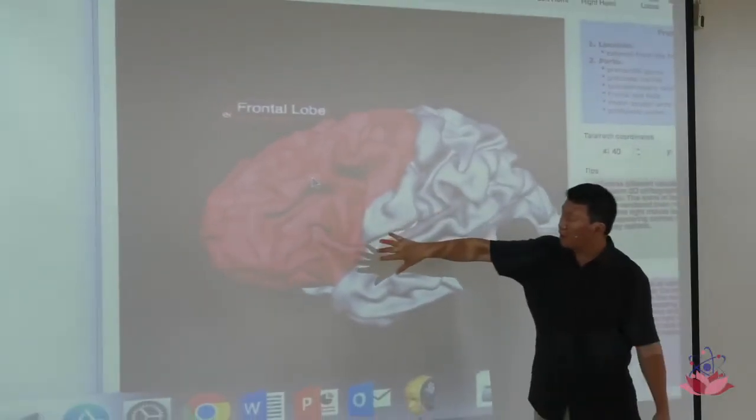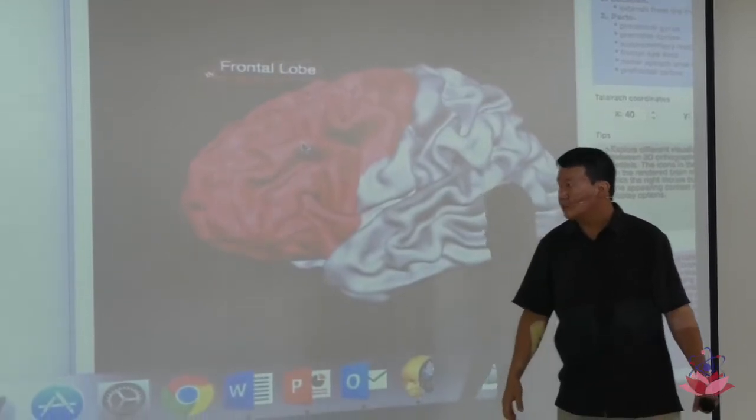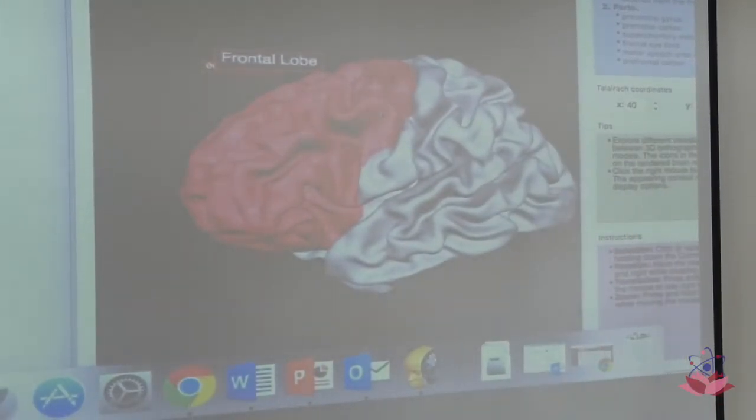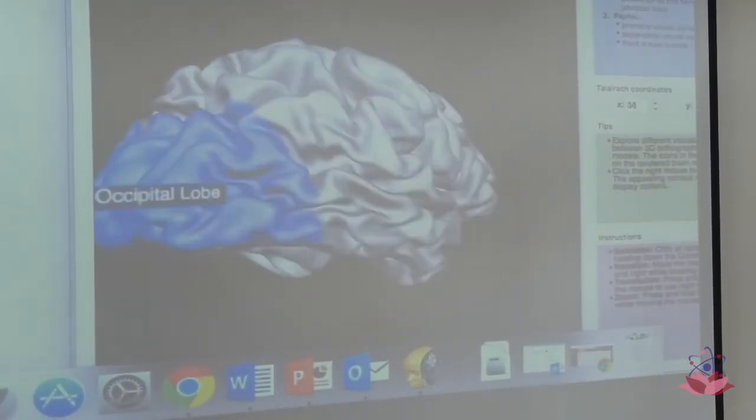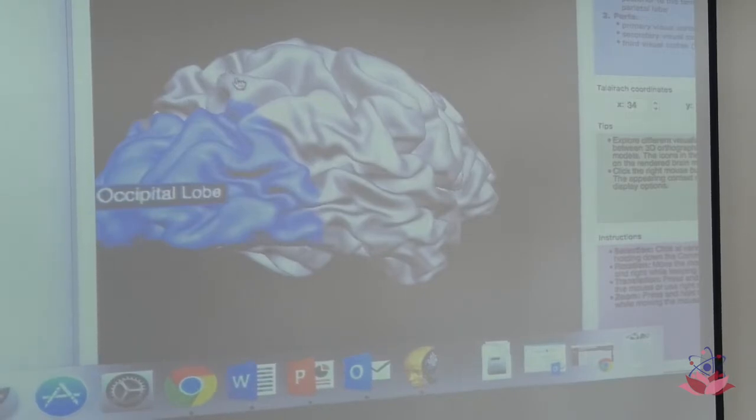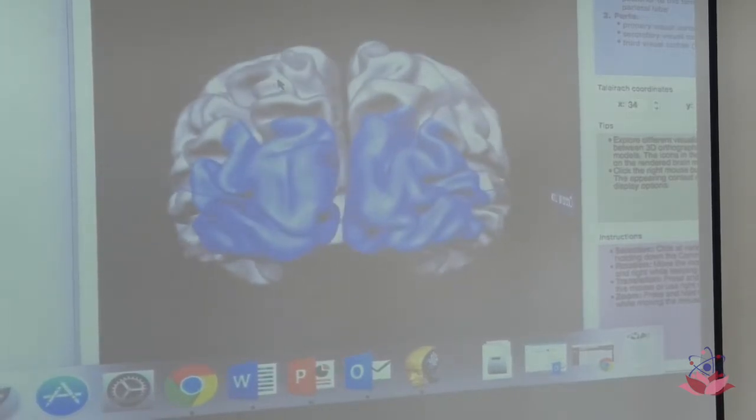All right, next we have the occipital lobe, and this is the area in the very back of the brain. So this is the back of your head.